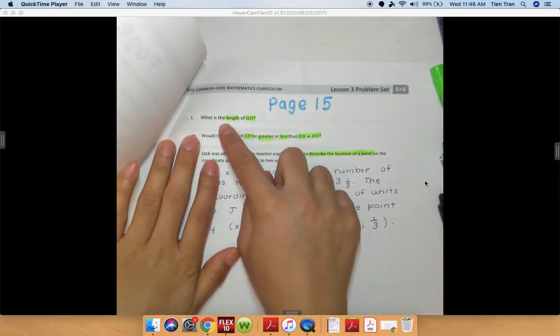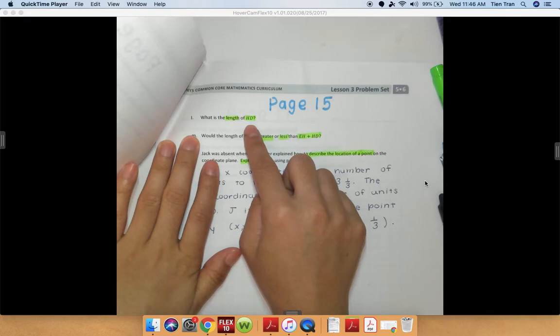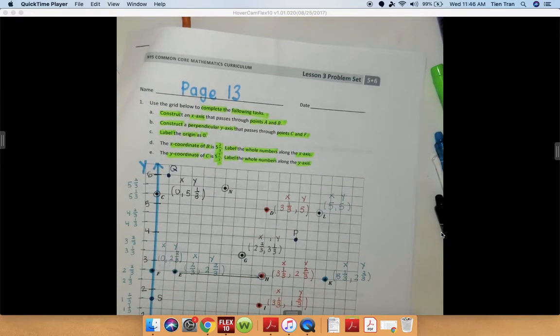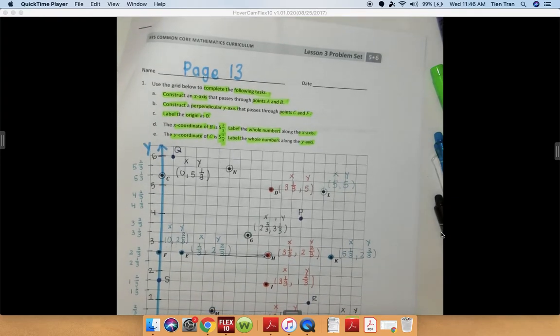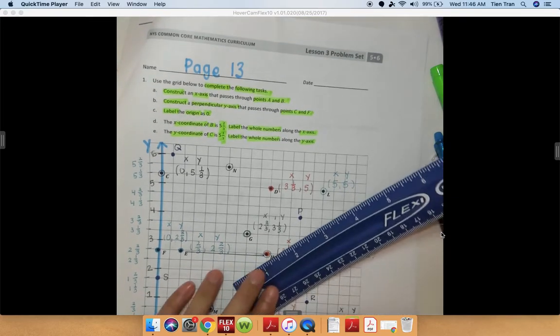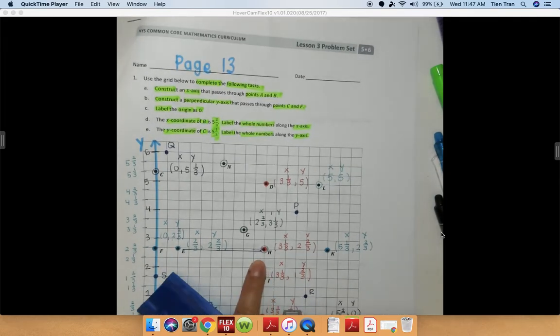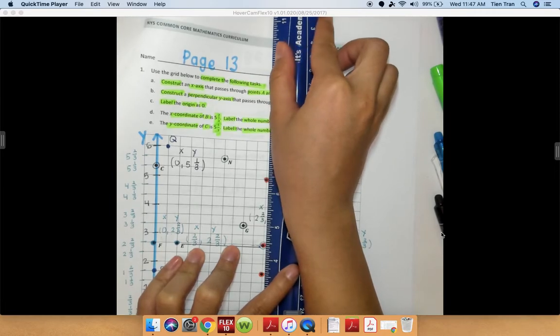For problem 1, it asks, what is the length of HD? So same thing, I'm going to look at H and D. So we have HD, let's see, where's H? And this is D. Oh no, that's B. Where is D? I have H right here. I feel like I'm playing a scavenger hunt. H, oh, D is up here. Oh my gosh. There you go.